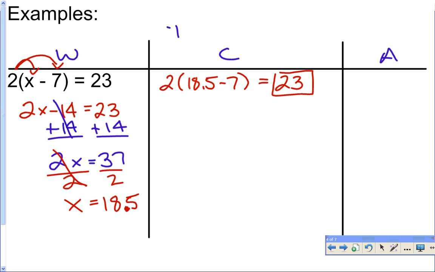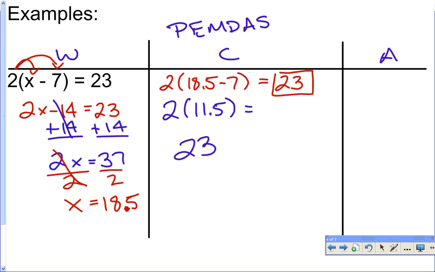Please excuse my dear Aunt Sally, PEMDAS, tells me to do multiplication and division before I do addition and subtraction. It also tells me to do parentheses first. I have parentheses, so let's do those first. 18.5 minus 7 is 11.5. So now I have 2 times 11.5. 2 times 11.5 is 23. Guess what? That's what we wanted. So we got the right answer. We did it right. So my answer again was x equals 18.5. I'll write that down in my answer column.